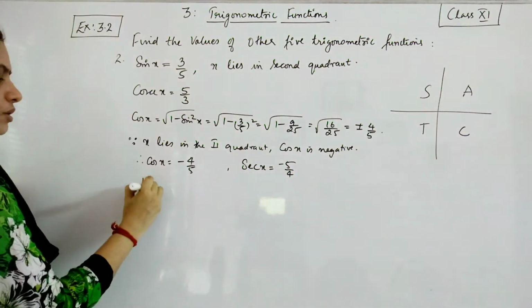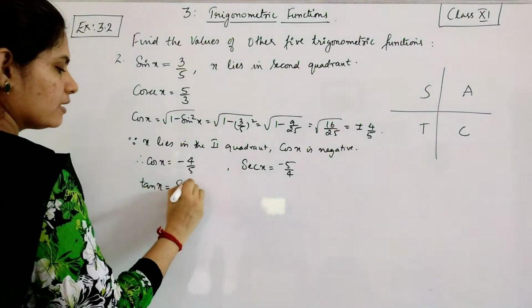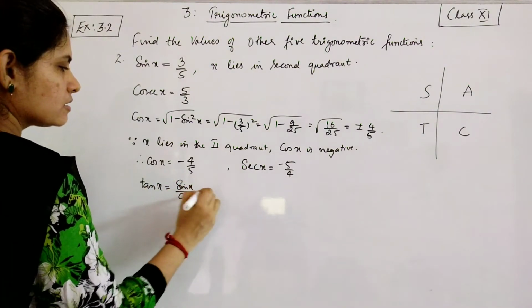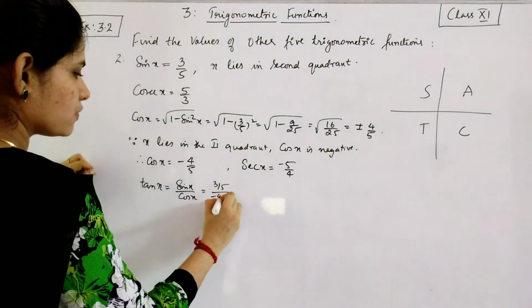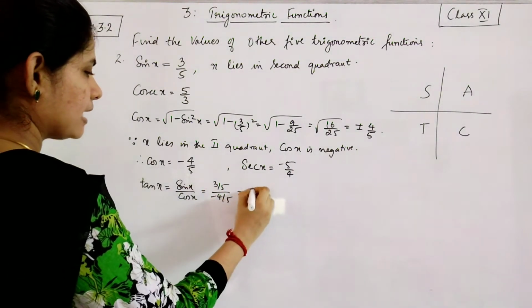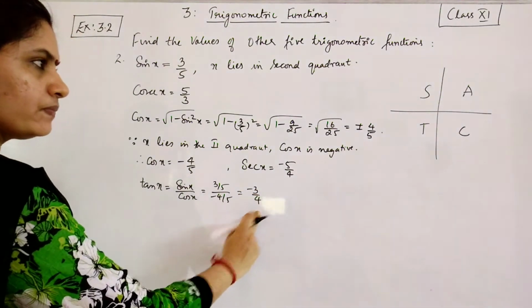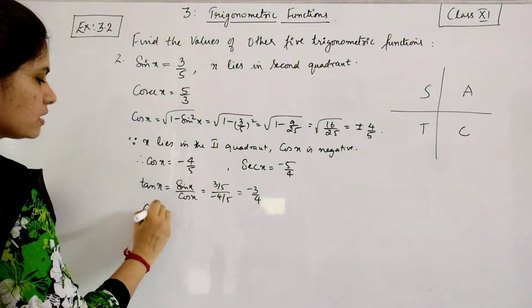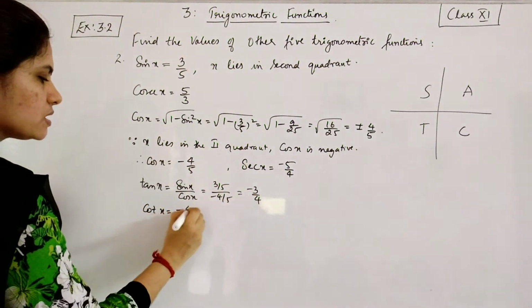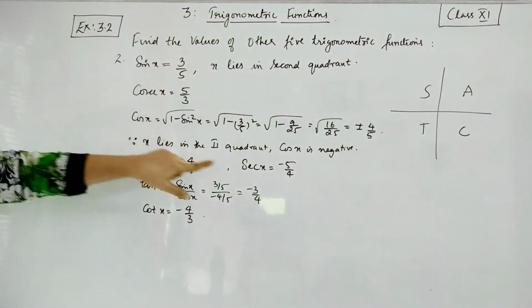Now moving on to your tan x. Tan x is sin x by cos x, right? So what is your sin x? 3 by 5. Cos x is minus 4 by 5. So you are getting your tan to be minus 3 by 4. Again it is negative, right? So in the second quadrant, tan is also negative. Now since tan is this, what will be cot? Cot x will be the reciprocal of this, which is minus 4 by 3. So you got all the things, 1, 2, 3, 4, 5.